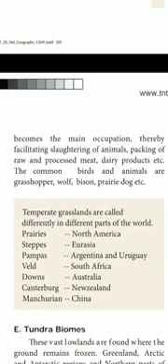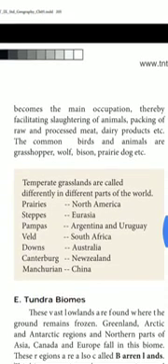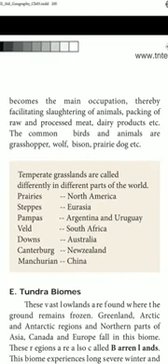So in this temperate grassland, only wheat was cultivated, and due to lack of farm labor, what industry was started? Pastoral industry becomes the main occupation. In this, they slaughter animals and pack raw and processed meat, dairy products, etc. The common birds and animals are grasshopper, wolf, bison, prairie dog, etc.